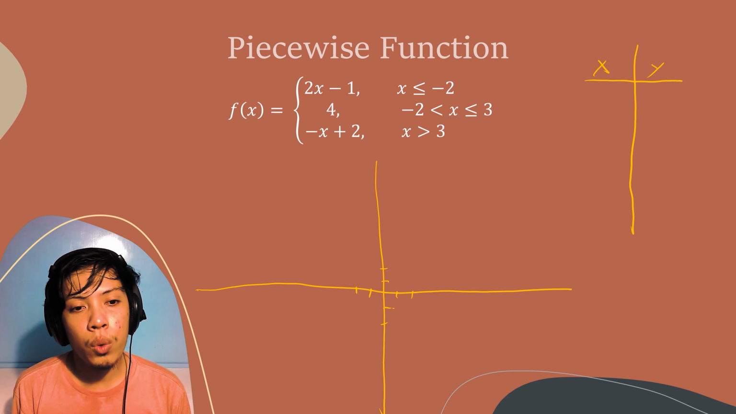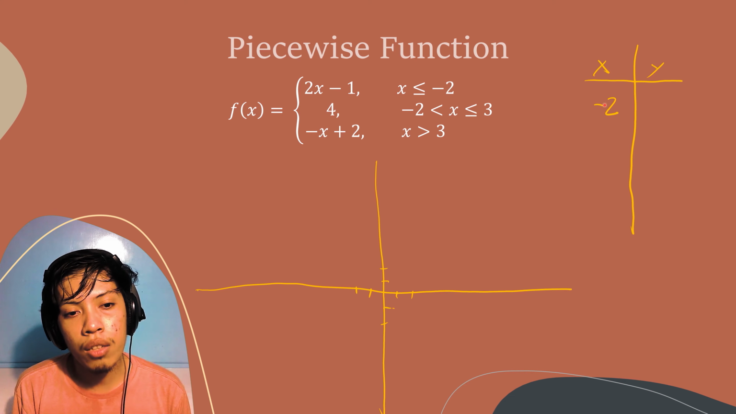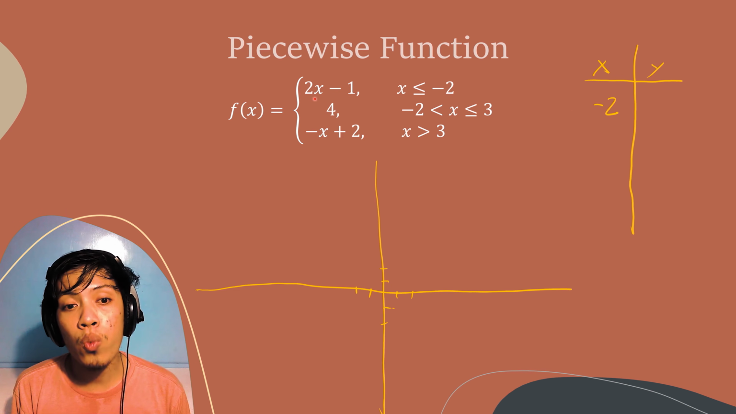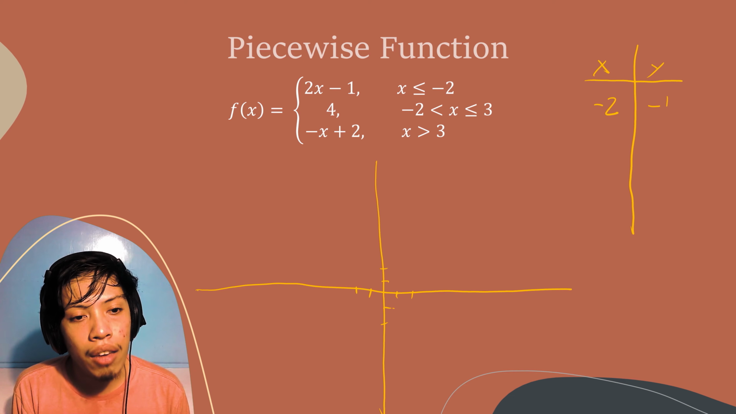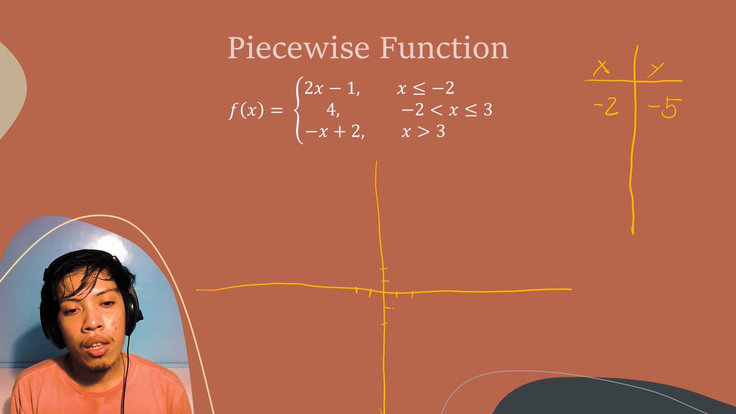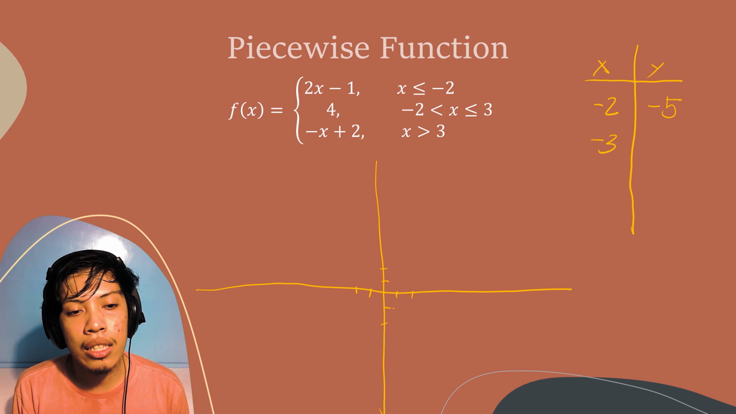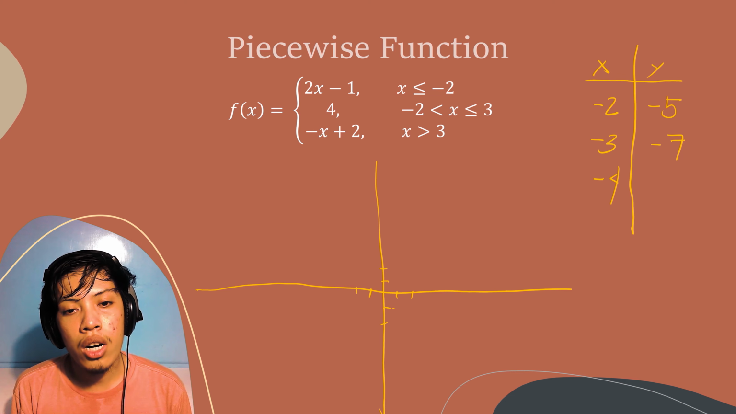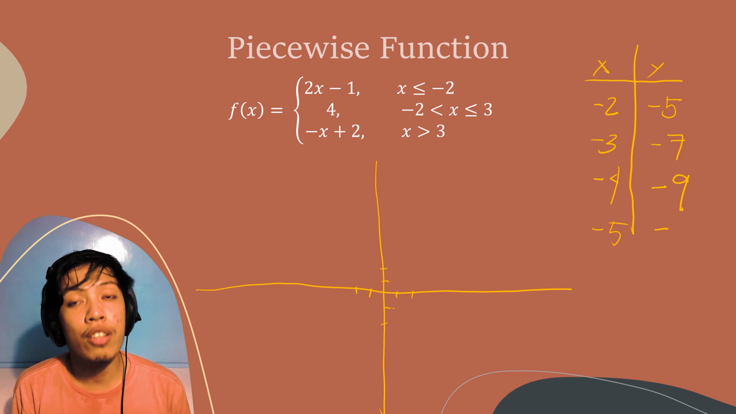When x is negative 2, substituting negative 2 here gives 2 times negative 2, that's negative 4, minus 1, that is negative 5. When x is negative 3, that is negative 3 times 2, negative 6, minus 1, this is negative 7. If x is negative 4, times 2, negative 8 minus 1, this is negative 9. Can you see the pattern? If it is negative 5, this is negative 11, and so on and so forth.